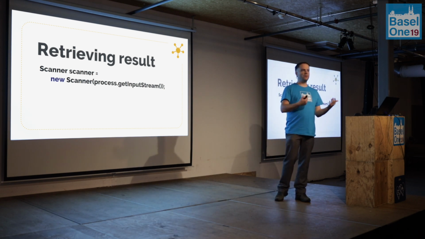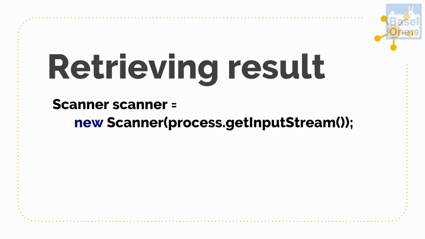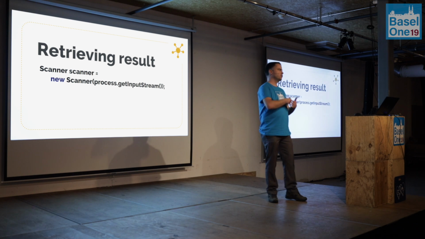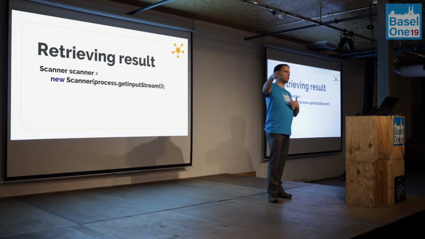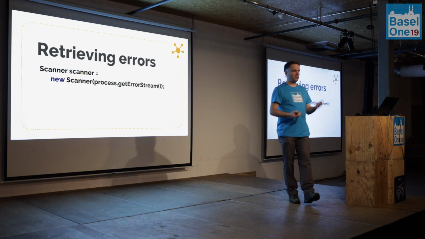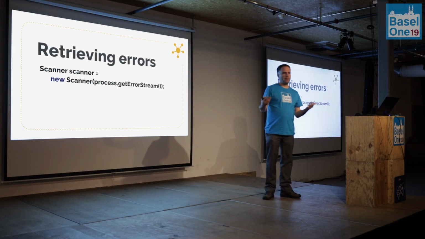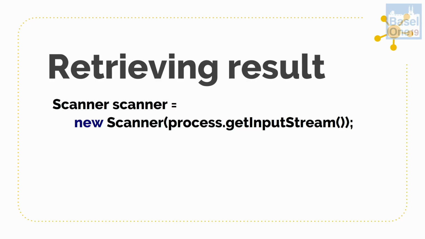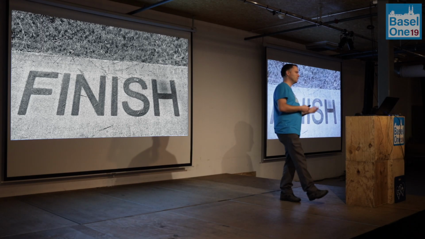Then you can retrieve the output by saying, okay, I want to have a Scanner, and based on the process, I want to have the input stream, so then I get the result back. I want to send a signal to my sensor, retrieve the data, get the temperature back, and retrieve the temperature in my Java application. Next to that, there was also an error stream, so if something went wrong, I would get an error back. So that was working quite nicely, and I thought, yeah, now I'm done.